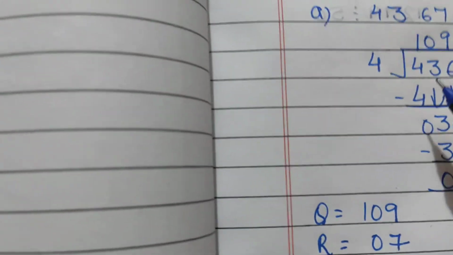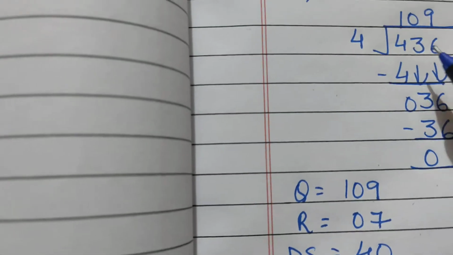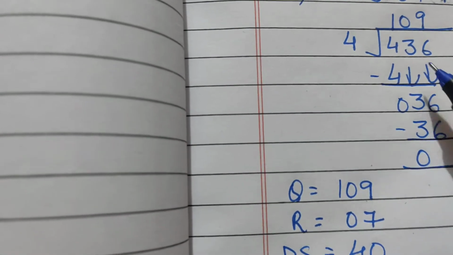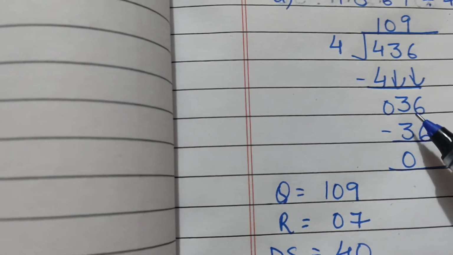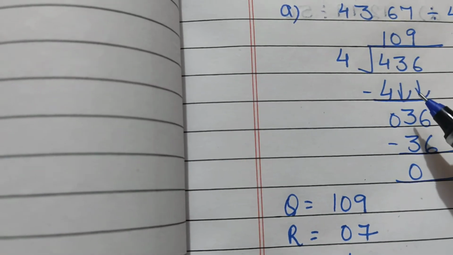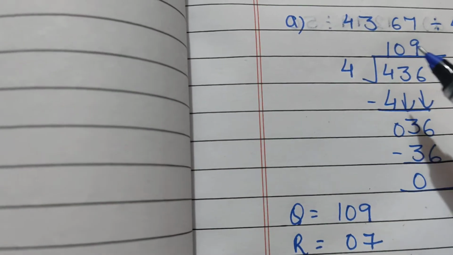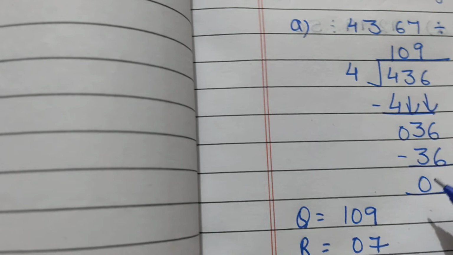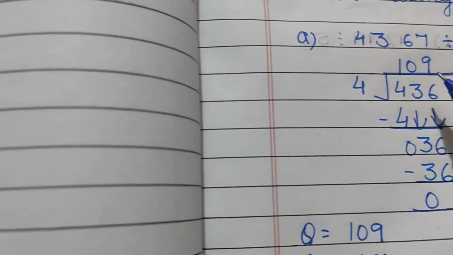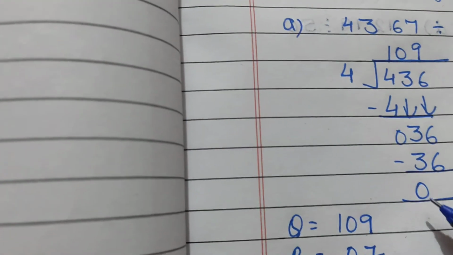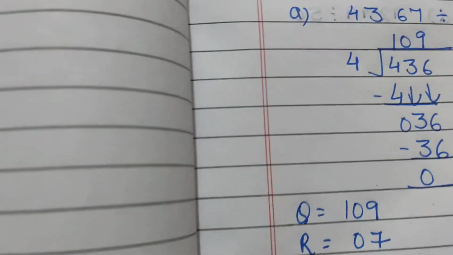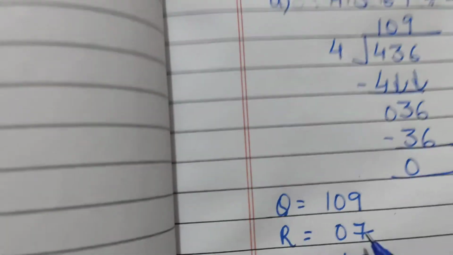So dividing, 4 ones are 4, 0, bring this 3 down, this will not go by 4, so we will carry this 6 again. So when we bring 2 digits down, we are going to put 0. So 36 will go by 9, 4 9s are 36. Now 0 is the remainder. So what is your final answer? Quotient is your 109, remainder is your 7.